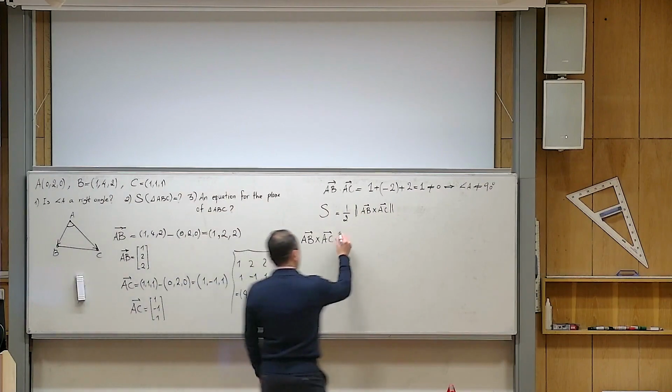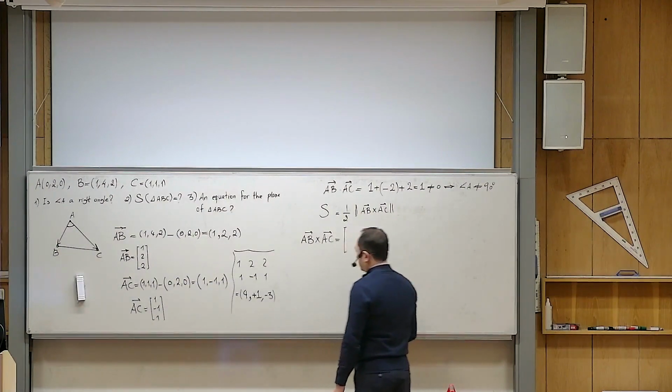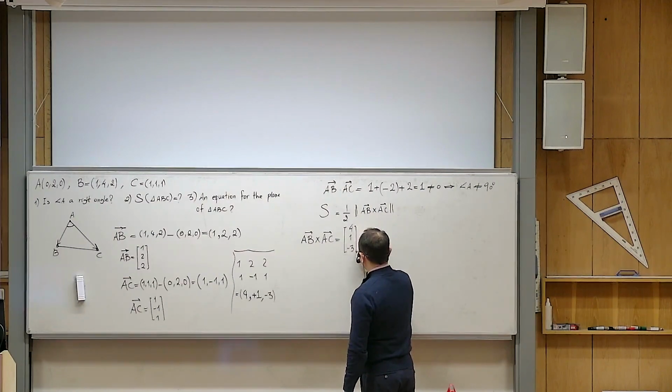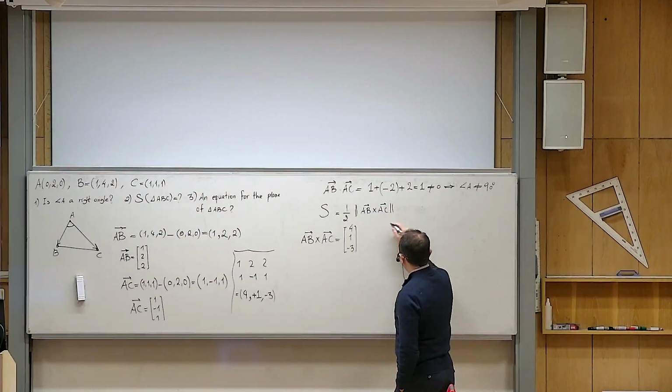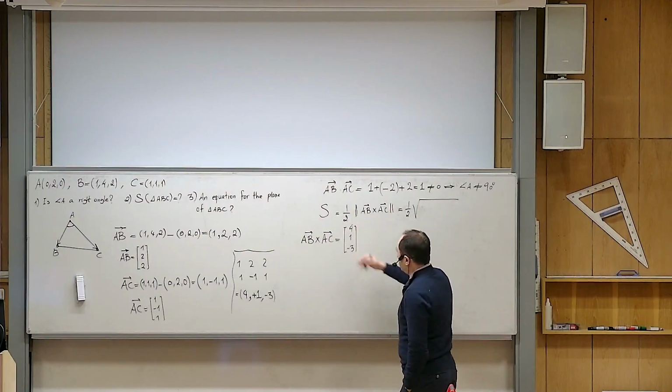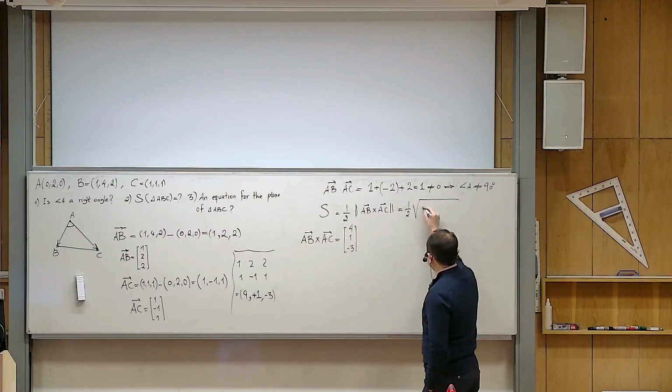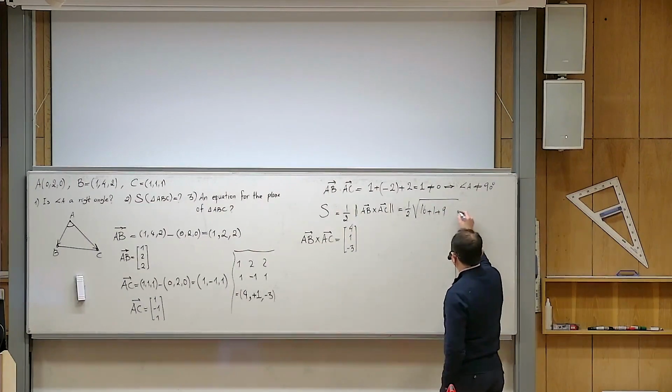If I want to write it more properly here, I write it as a column vector. So it's 4, 1, and negative 3. And then if I want to calculate this, I have a 1/2 here. Now I have a square root of. The norm of this vector means 16 plus 1 plus 9. So then it becomes what?